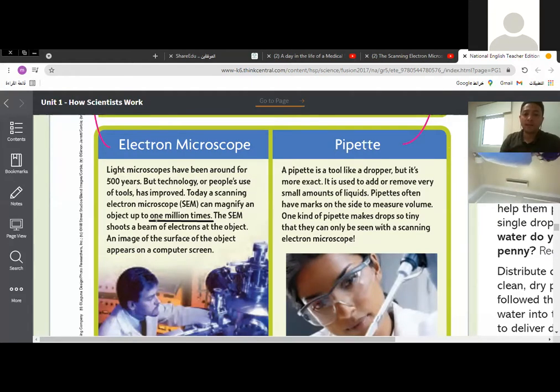Sorry. What is the magnification of this electron microscope? Like how many times can we see the objects in a big size? How many times? 1 million. Yeah. Can we see the same magnification scale in the light microscope? No, we can't. So what is better, light microscope or electron microscope? Electron microscope.